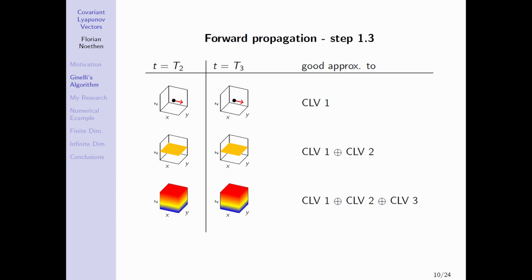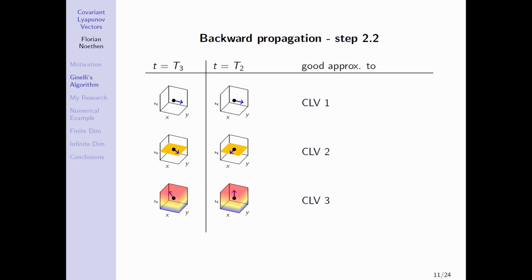In step 1.3, we just continue what we did in the previous step, step 1.2, and propagate the spans of those vectors forward. So we have a good enough approximation of CLV1, CLV1 plus 2, CLV1 plus 2 plus 3, and so on, over a long enough time frame in the future part of the trajectory. Arriving at T3, a point far enough in the future, we then initiate a new set of initial vectors, here in blue, subject to the spans of the forward propagated vectors, and essentially do the same we did in step 1.2. So we propagate them backward and rescale them. From this we hope to get an approximation of the CLVs.